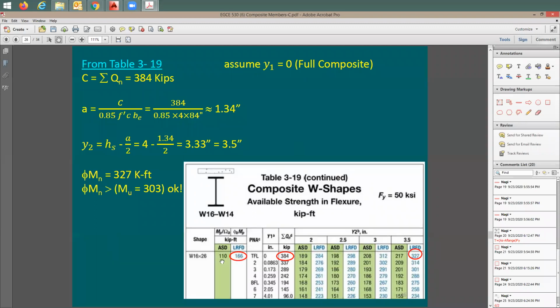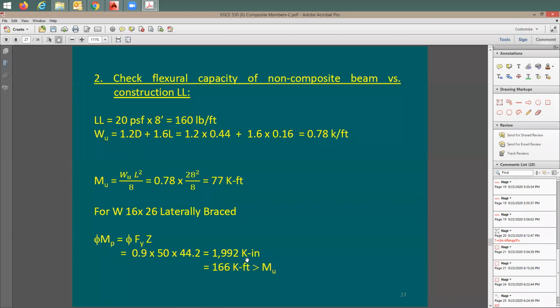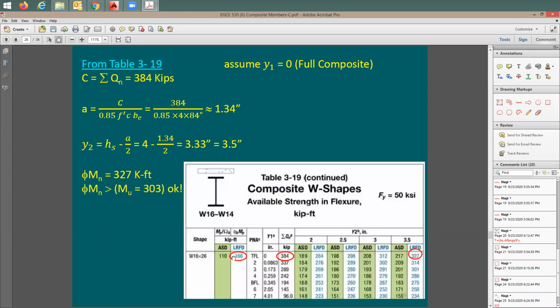Yeah. Okay. So what I'm saying is you can just look it up here. Or if you'd like to confirm the value, I'm doing it here. Here it is. 0.9 times 50 times 44.2. What is this 44.2? I'm going to say this is Zx, from the steel properties in the first table of the main section. It turned out to be exactly 166. Same as this one here.